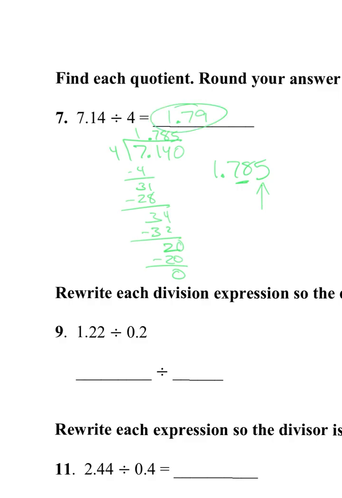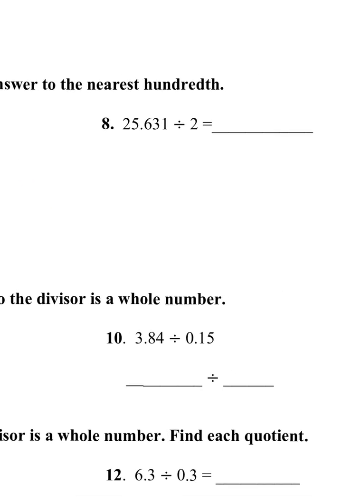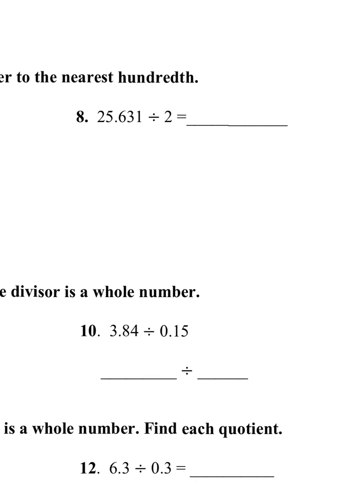Okay, let's move on to number 8. On number 8, we've got 25 and 631 thousandths divided by 2, and we're going to round it to the nearest hundredths place. So here we go. Bring the decimal point up into the quotient. 2 will go into 2 one time. 1 times 2 is 2. Subtract those, I get 0.